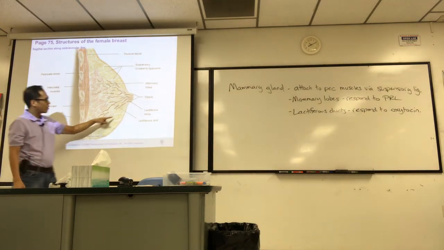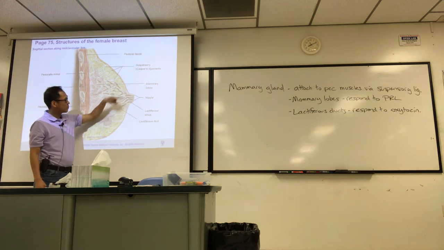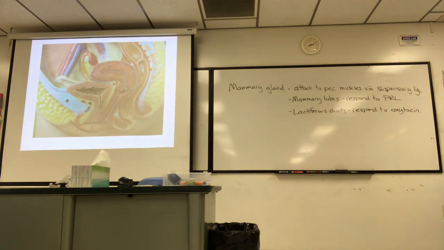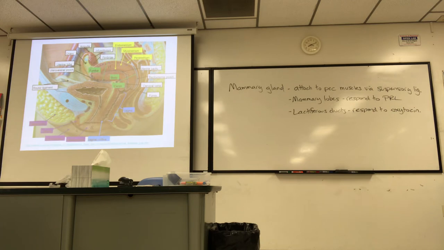You can't really see the areola. It's the brownish tissue that surrounds the nipple. And it's usually bumpy in appearance due to sebaceous glands. In terms of reproduction, I just want to focus on the lactiferous ducts and the mammary lobes for the milk production and milk letdown. I put one slide that I got from the internet site that's labels on, labels off to help you study the structures.